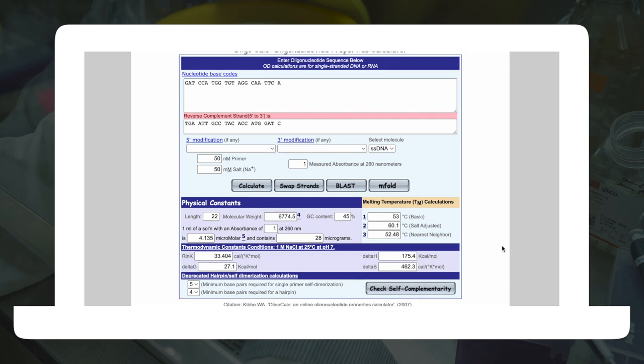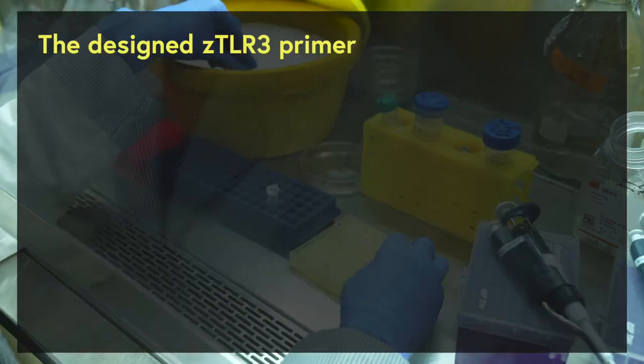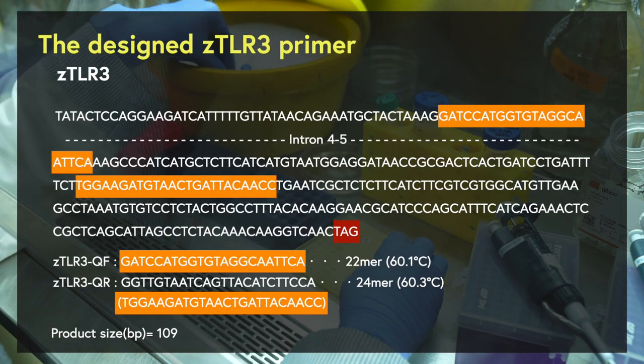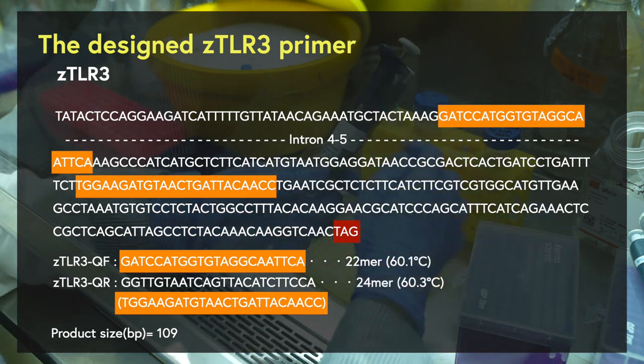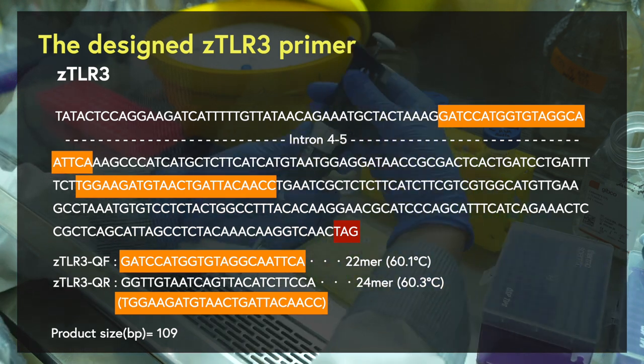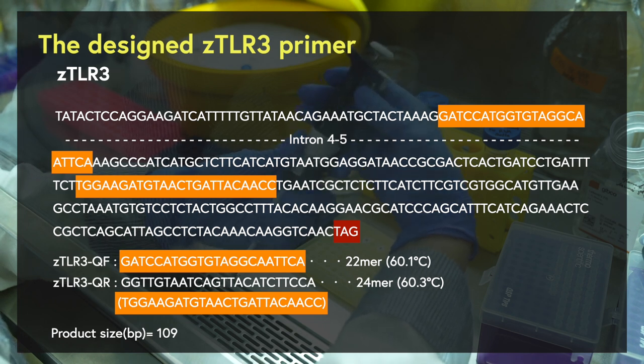Then you can see here, when using this oligo property calculator, underneath you can see that the salt adjusted Tm value for the primer is 60.1. That is the Tm value you want to compare for the forward and reverse primer. Then we will use zebrafish toll-like receptor 3 as an example, and we will design primers as follows. You take exon 4 and exon 5. In between, you will delete the intron sequence.